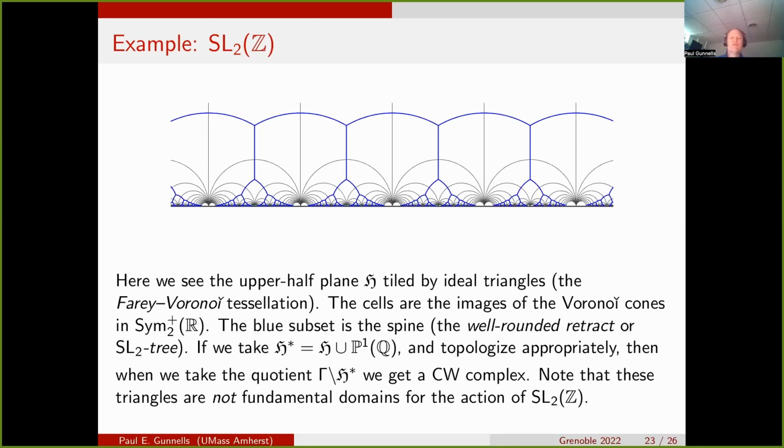And let me just point out that these triangles, if you've studied modular forms, and you've seen plenty of pictures of triangles in the upper half plane, but these are not a fundamental domain for the action of SL2Z. You know from modular forms that the fundamental domain, how do you make it? Well, what you would do is take one of these upper blue arcs and then draw vertical edges going straight up. And then that triangle, which is not an ideal triangle anymore, is a fundamental domain for the action of SL2Z.